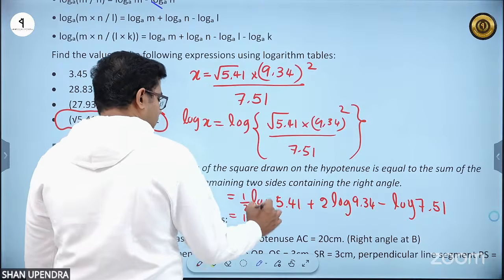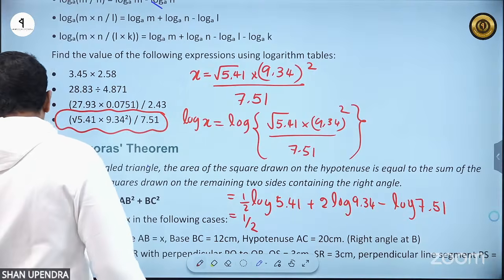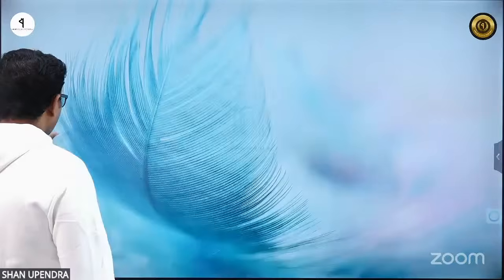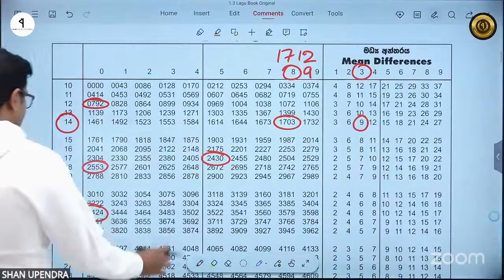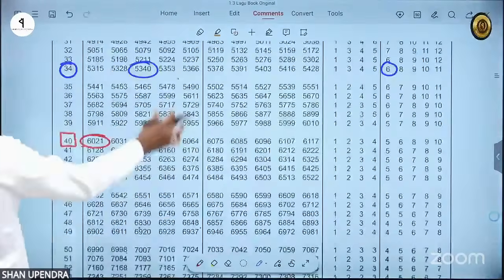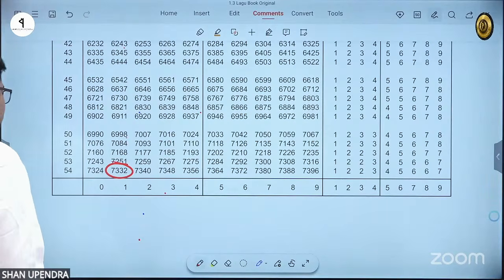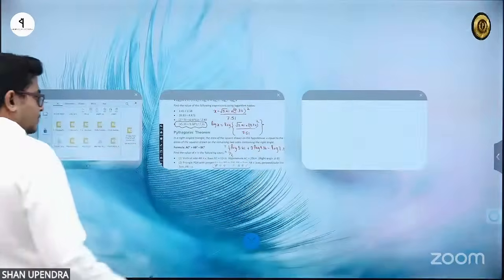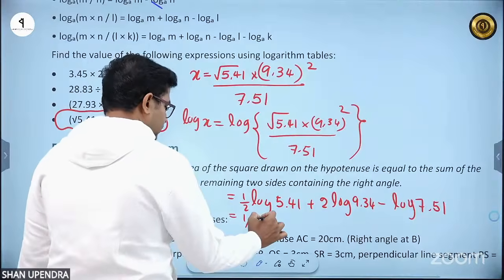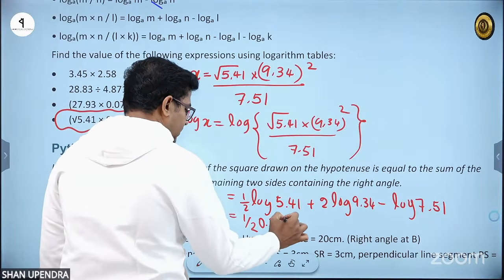Half log 5.41. Can 54.1? 54.1, 7332, so 0.7332.